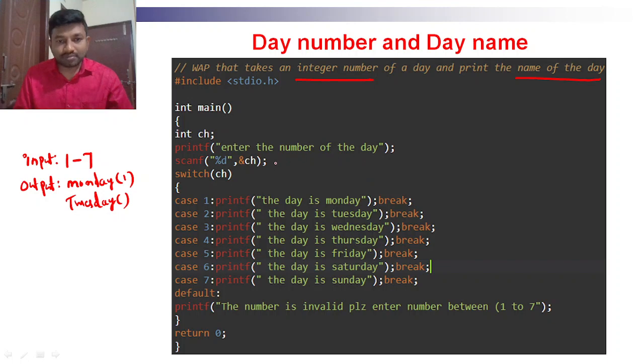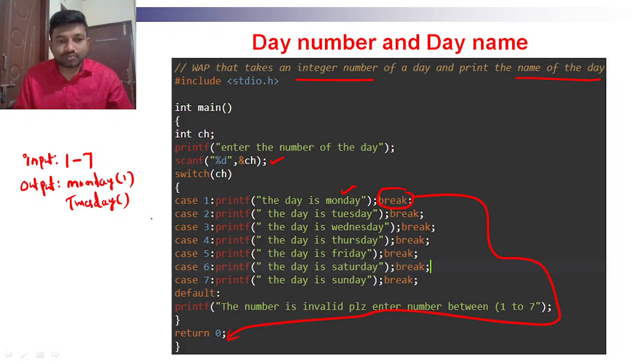You can see I am scanning the choice as an integer, and I have written, if it is case 1, it is Monday, then I want to break. If the choice is 1, I will come out of this switch, execute that, print it is Monday, and execute this.